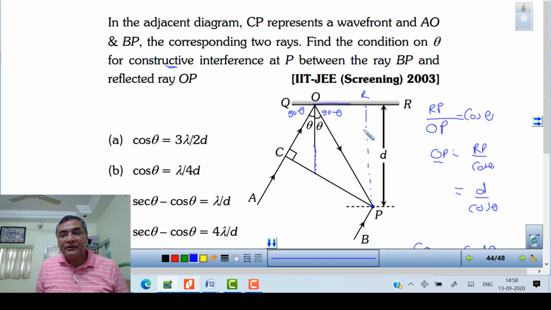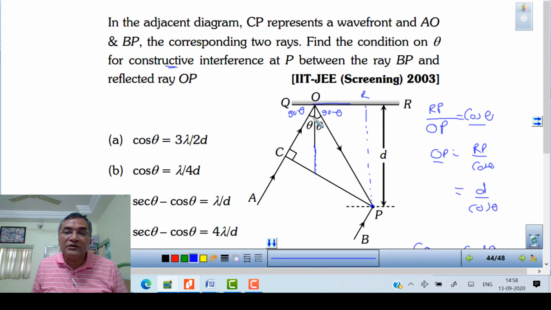This is the right angle, and I take sin 90 minus theta is equal to opposite upon hypotenuse. Sin 90 minus theta is cos theta. So OP is equal to RP upon cos theta, and therefore D upon cos theta. So this is already done. Now I need OC. OC is one side of this right triangle, and OP is the hypotenuse.